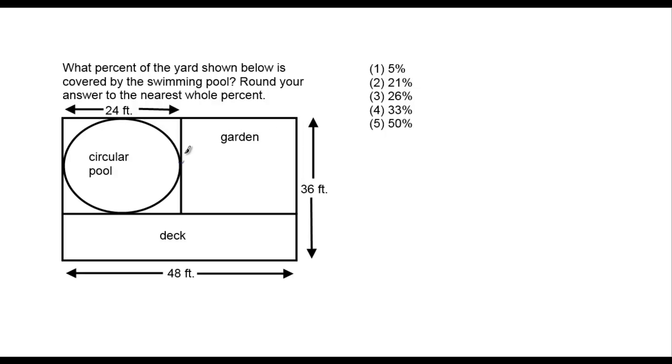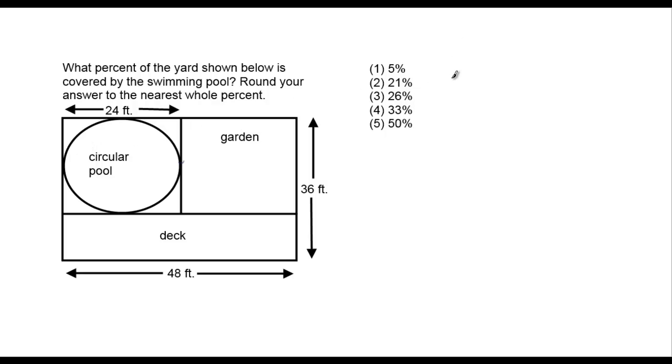Whenever you want to find the percent of something, you divide the smaller number by the larger number. But we don't know what the numbers are that we need to divide. First we need to calculate the area of this and the area of this, because that's how much it's covering, however big this is. We don't know exactly. So let's do the circle first.